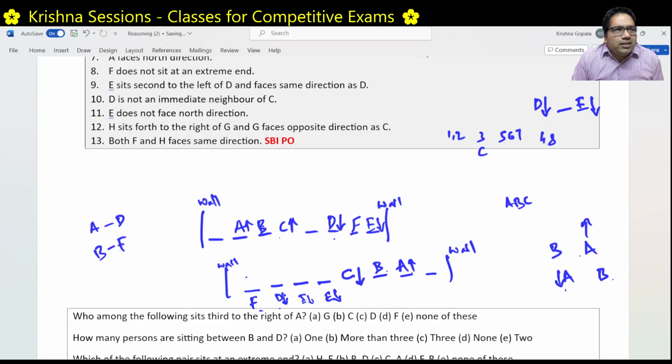But now read the 8 also. We are looking at 4 and 8 together. F does not sit at the extreme end, which is what 8 is saying. So that means this condition is also not possible. So D here is also not possible, here also not possible. So in this diagram, there is no space for D itself. So this diagram is clearly wrong, right? Because this diagram cannot accommodate D. So this diagram is gone.